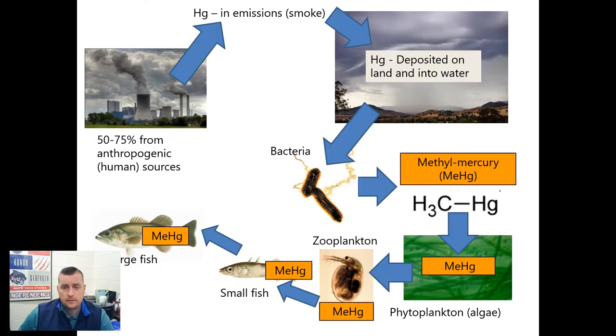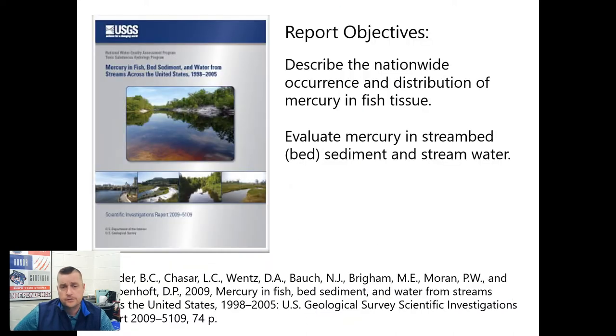So here's the overall chain of events. You've got humans burning coal. We get mercury as particulate matter into the atmosphere. That particulate matter gets deposited onto land and into water. Bacteria help to convert that into methylmercury, and then the methylmercury builds its way up the food chain as it goes through phytoplankton and into first-order consumers, second-order consumers, and even third-order consumers. What you're going to see in the case study is a three-pronged experimentation to look at mercury levels in fish, in soil, and in water.